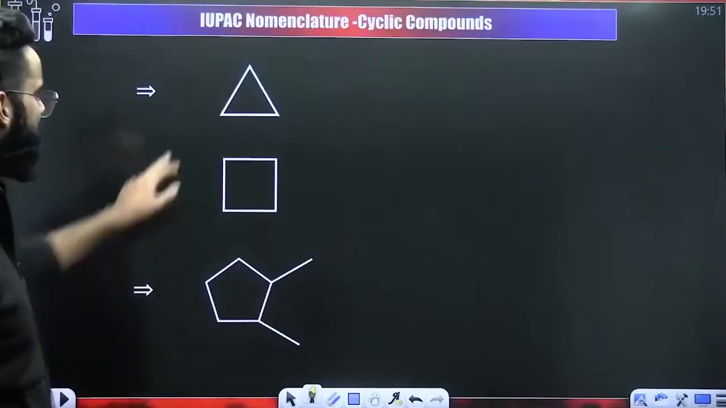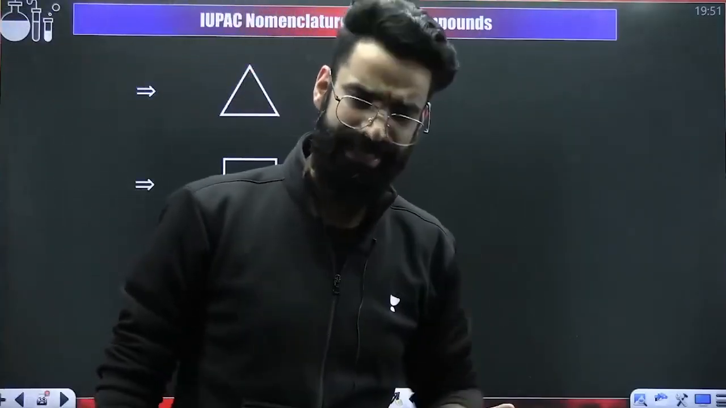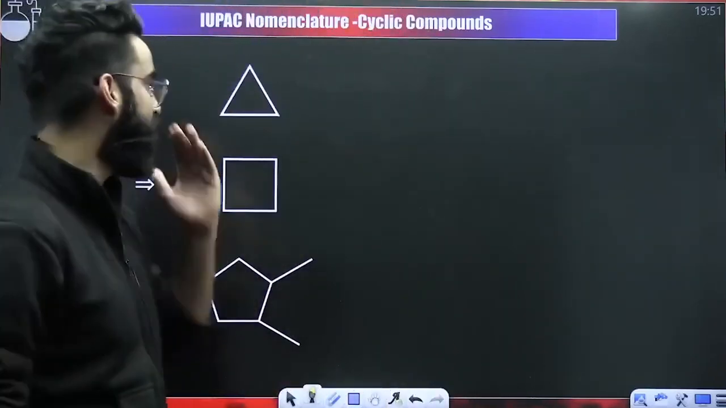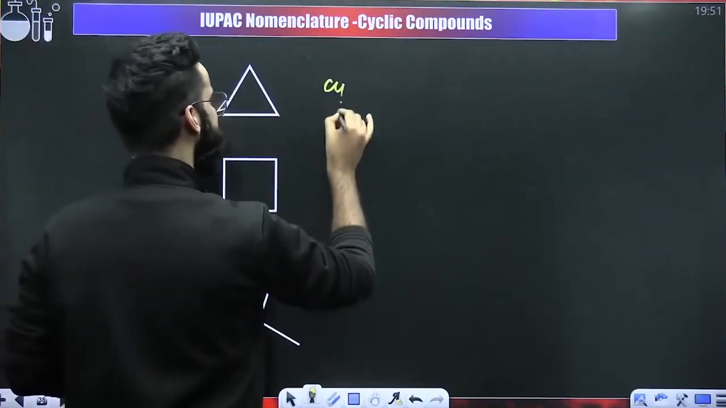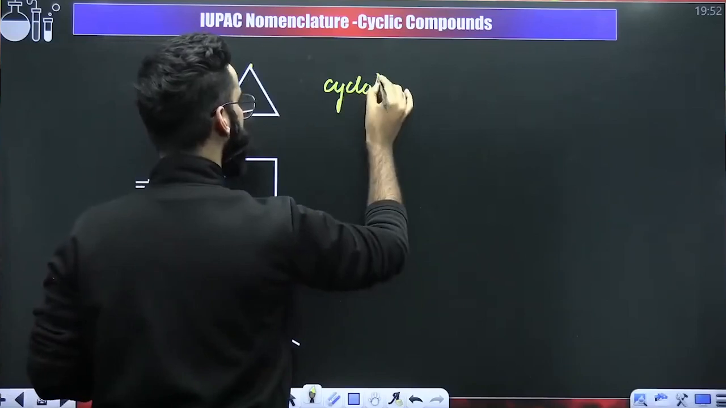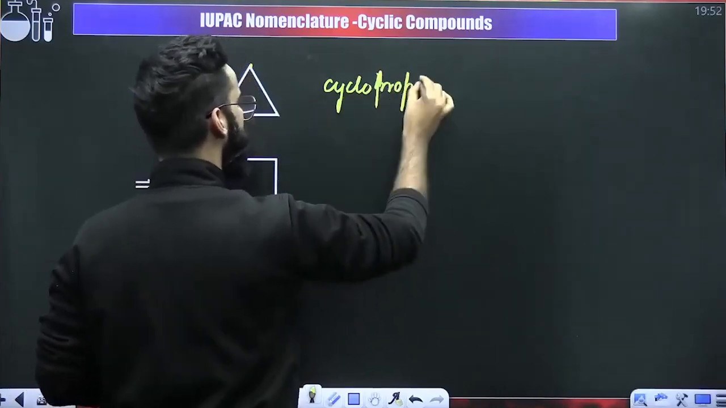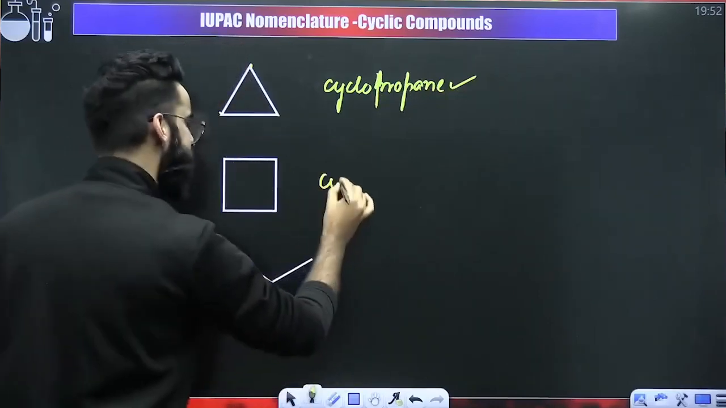Perfect. Now talking about the cyclic compounds. In case of cyclic compounds, my dear students, you have to use the term cyclo first. Since it is a closed ring, use the term cyclo. Now how many carbon atoms do you have? 3. So it's going to be cyclopropane. Cycloprop, everywhere single bond, cyclopropane. Simple.